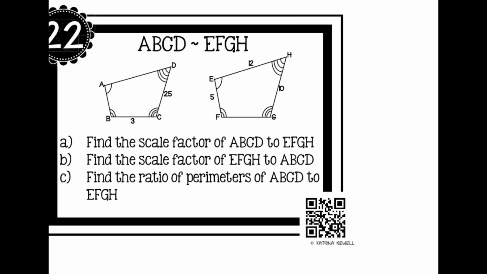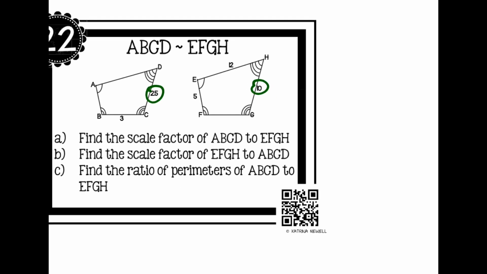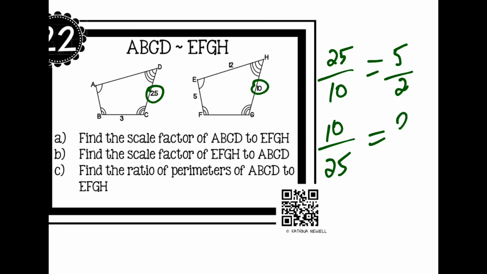So heading over here to 22, ABCD, EFGH, the sides we're looking at are the 25 and the 10. If we start with the 25, it's going to end up like this. You could divide by 5, and we get 5 over 2. If we're going in the opposite direction, then we end up with 2 over 5. The ratio of perimeters is going to be the same as A, so that's going to be back to 5/2.